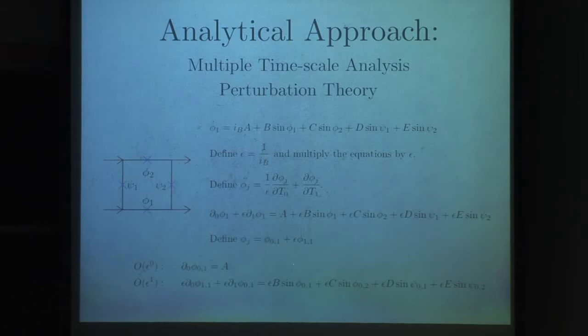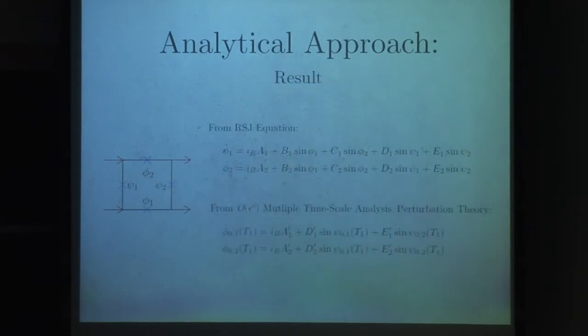The main idea of perturbation theory is that we will always need to solve the 0th order equations. Then we get the solution of the 0th order equations and substitute them in the 1st order equations, and then solve the 1st order equations. So we did that, and this is the result that we get. These 2 equations are the RSJ equations for these 2 junctions. And these 2 are the equations that we get from our analysis for the same junctions.